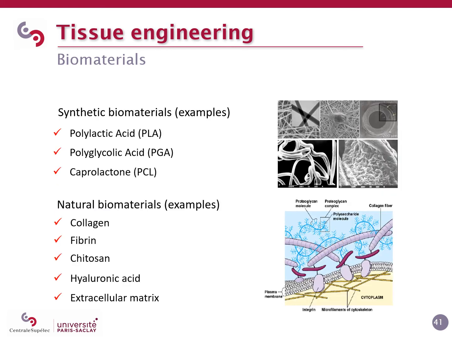A biomaterial can be natural or synthetic. Some examples of synthetic biomaterials: polylactic acid, polyglycolic acid, and polycaprolactone. And some examples of natural biomaterials: collagen, fibrin, alginate, hyaluronic acid, and extracellular matrix.